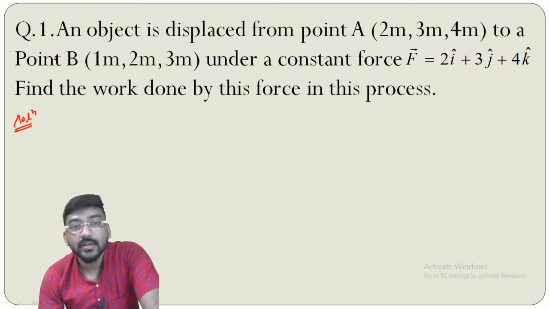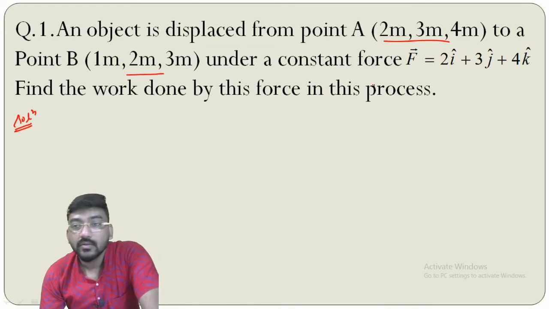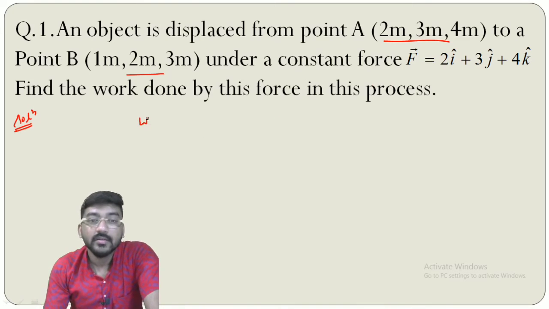So here the problem is that an object is displaced from point A. The coordinate of point A is given, to a point B is given, under constant force F is equal to this. Find the work done by this force. So what is the work done? Work done is always integration F dot dr. This is the work done.